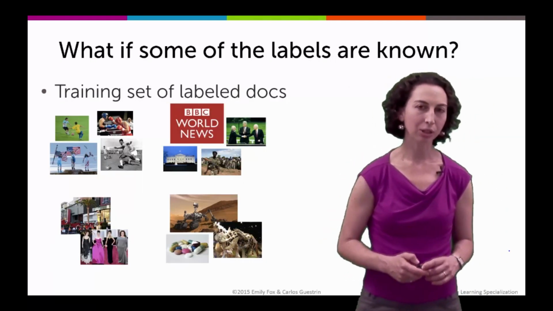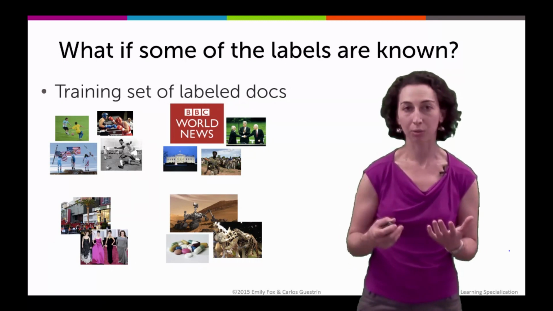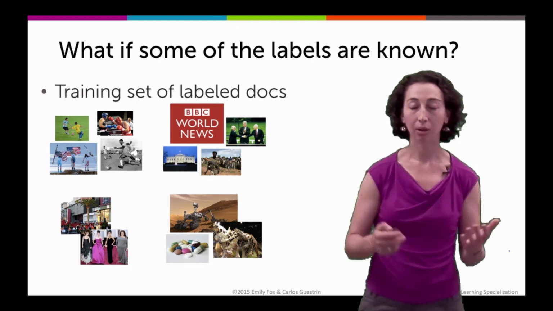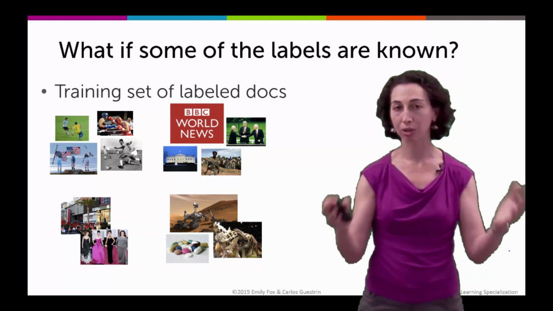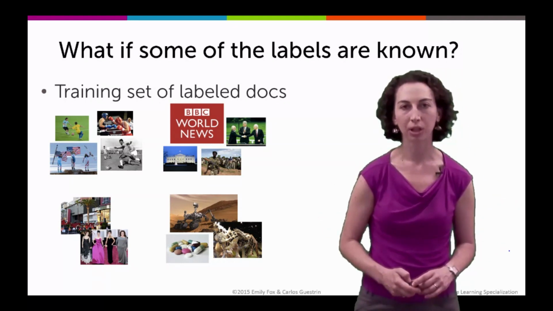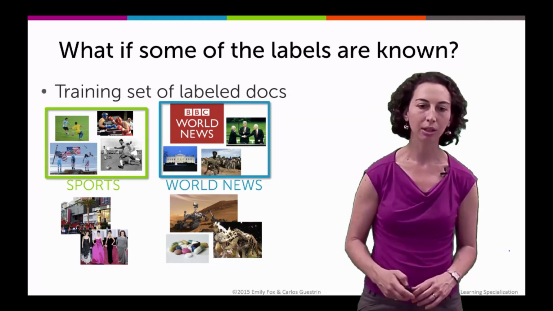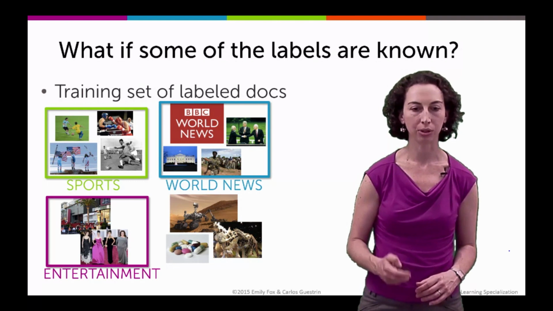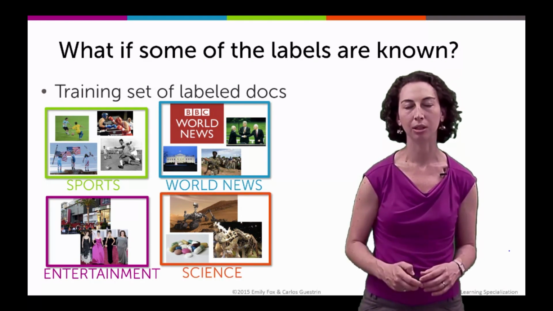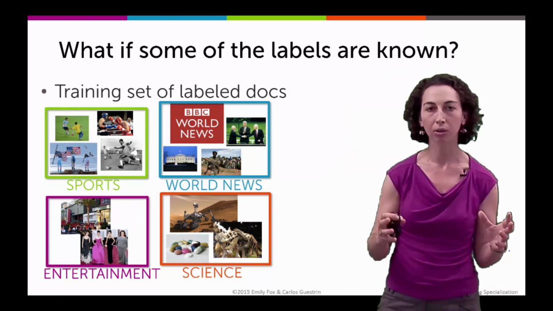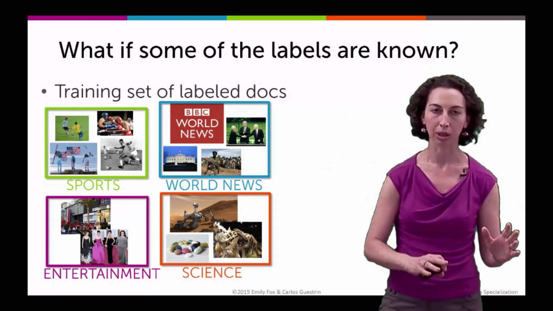For the time being, let's actually assume that someone provides us with labels. So somebody goes through and reads every article, or at least a large subset of articles in our corpus, and labels them and says, okay, these articles are all about sports. And these ones are about world news, and these about entertainment, and these ones are about science. So we have some set of articles that have labels associated with them.